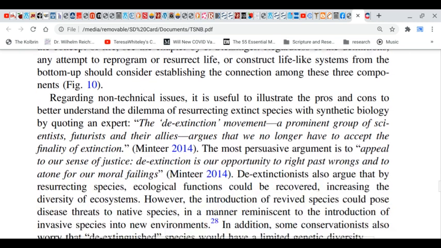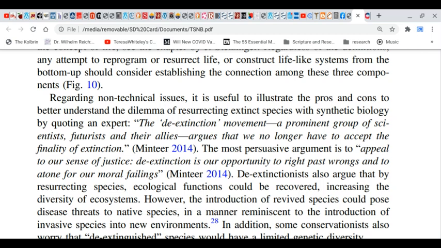Regarding the non-technical issues, it's useful to illustrate the pros and cons to better understand the dilemma of resurrecting extinct species with synthetic biology by quoting an expert. The de-extinction movement, a prominent group of scientists, futurists, and their allies, argues that we no longer have to accept the finality of extinction. The most persuasive argument is, quote, to appeal to our sense of justice. De-extinction is our opportunity to right past wrongs and to atone for our moral failings.